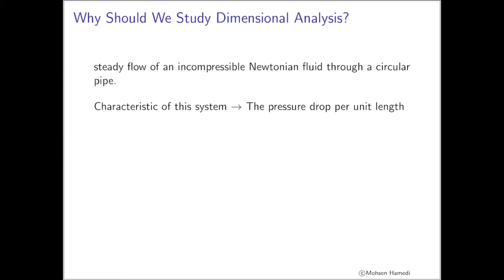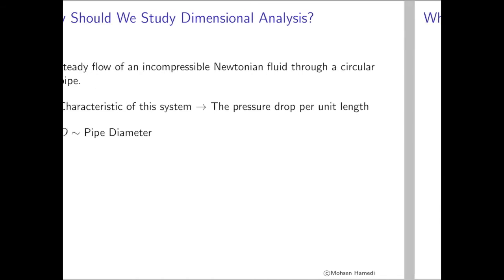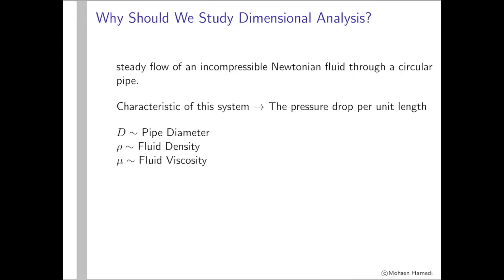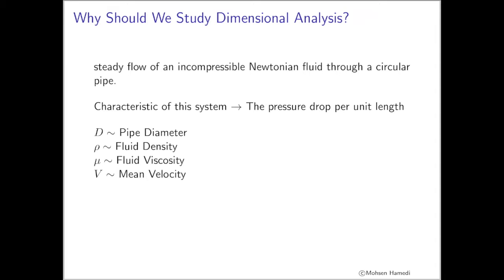Although this would appear to be a relatively simple flow problem, it cannot generally be solved analytically without the use of experimental data. The first step in planning an experiment to study this problem would be to decide on the factors or variables that will have an effect on the pressure drop per unit length. We expect the list to include the pipe diameter, the fluid density, fluid viscosity, and the mean velocity at which the fluid is flowing through the pipe.